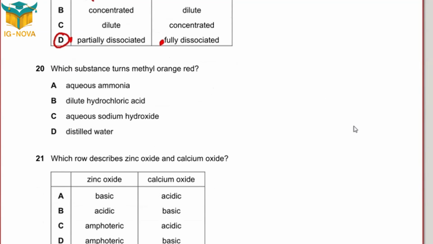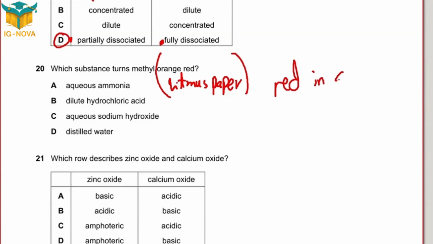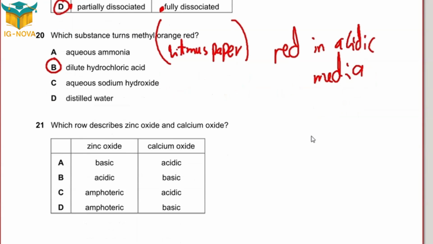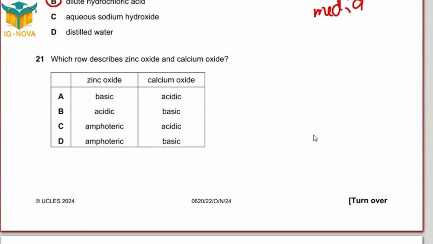Methyl orange, red. Let me tell you something: methyl orange is the little brother of litmus paper. Why? Because both of them are red in acidic medium. Both litmus paper and methyl orange love acids, so I need something here to turn me red, so I need an acid. Thank you. Which row describes zinc oxide?